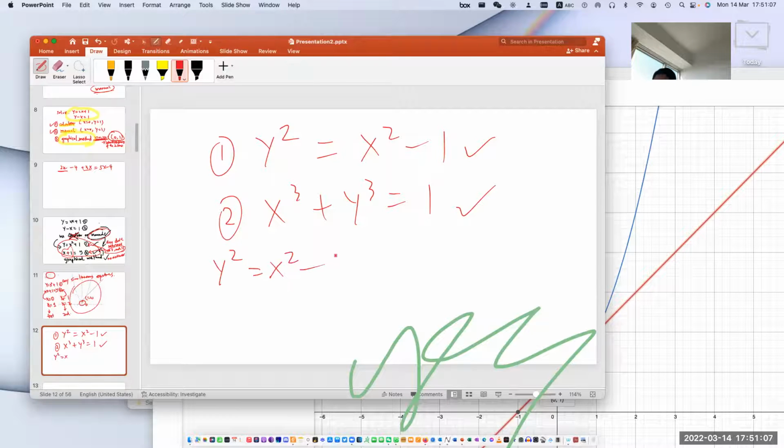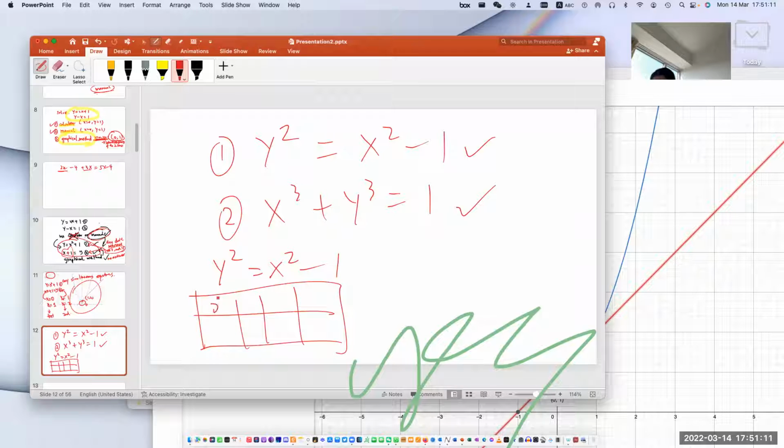Create a table for this first. So x 0, 1, 2. Y, so this is -1, and this is 0, and this is 3. Of course, you need to give yourself a few more points, because this is not going to be a straight line. This is not a straight line, by the way. It's a curve.